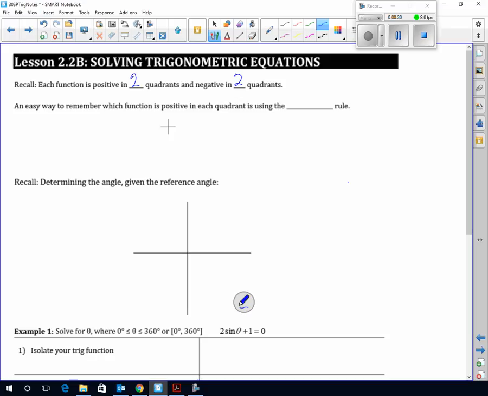An easy way to remember which function is positive is using the CAST rule, but some people keep putting the C in the wrong spot. C-A-S-T, otherwise known as All Students Take Calculus, starts in the right quadrant. All means all the trig ratios are positive. S means sine is the only one that's positive. T means tan is the only one that's positive. C means cosine is the only one that's positive.